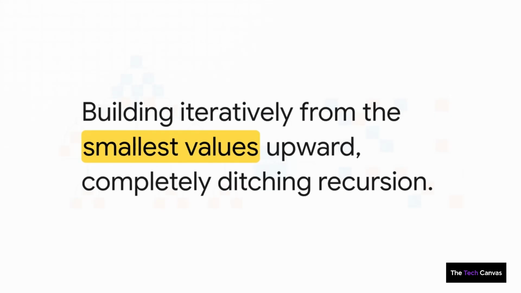But dynamic programming actually gives us a second way to tackle this, and it's called tabulation. Instead of starting all the way at the top and recursively drilling down, tabulation says, hey, let's just start at the absolute bottom. We totally ditch the recursion, we set up a simple table or an array, and we just iteratively build the solution from the smallest values upward.